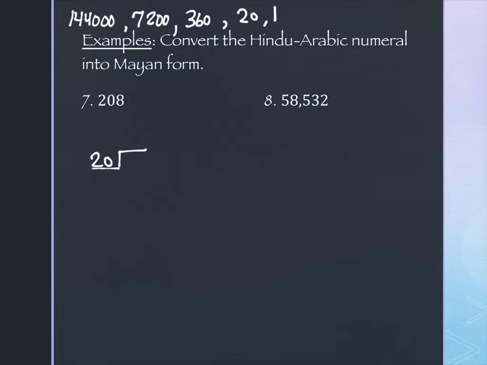So we do that division algorithm where we divide the 20 into 208. So 20 goes into 208 10 times. 10 times 20 is 200, which gives us a remainder of 8. And then we go down 1 in place value. So from the 20s place, we go down to the 1s place. 1 goes into 8 8 times. And 8 times 1 is 8, giving us a remainder of 0.